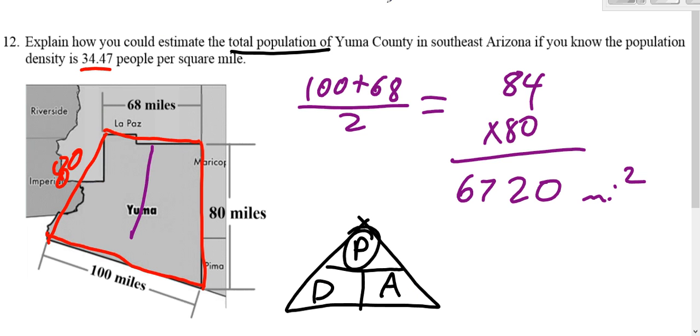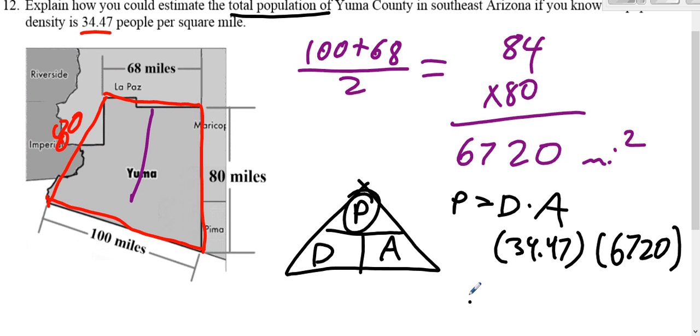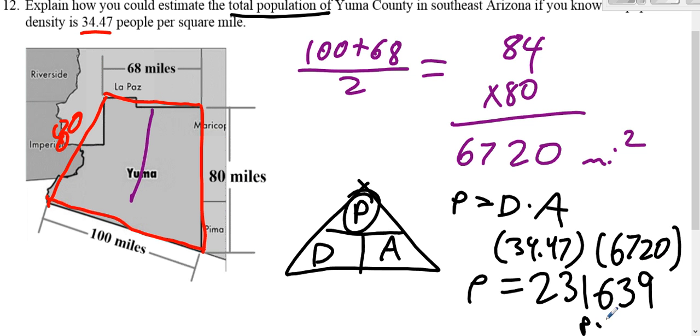We're going to multiply the density times the area. The density is 34.47. The area is 6,720. So it's 231,638.4. I would round it up to 639 people.